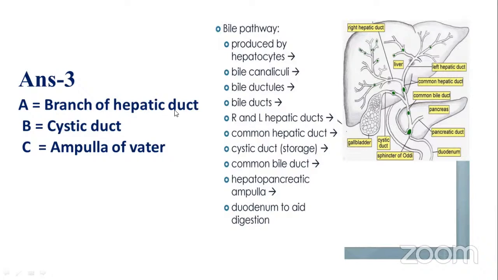A branch of hepatic duct. Where is that? Right hepatic duct is this one. And this one is called the left hepatic duct. Both are united together in the common pathway, the common hepatic duct. And then the cystic duct is also present in it. See that cystic duct. It is connected with the gallbladder as well as the common pathway.